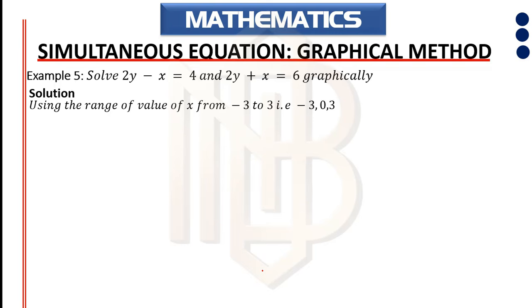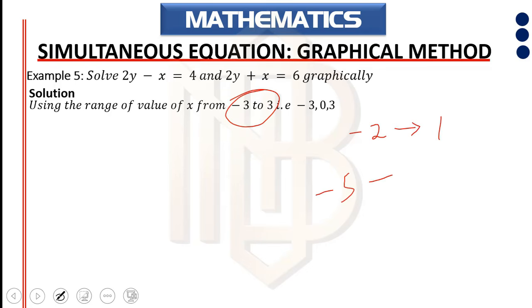So we pick 3 points. Yes, you can actually pick any value. In this case, I pick -3 to 3, but you can pick any value. You can decide to pick from -2 to 1. You can decide to even pick -5 to -2. So at least 3 points. If you want to make it more than 3 points, it's fine. But whatever it is, just make sure your range of values includes up to 3 points.